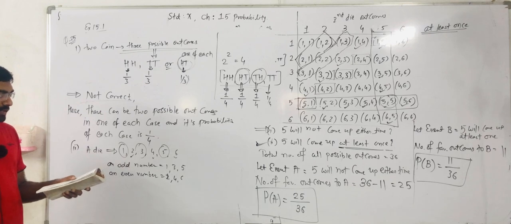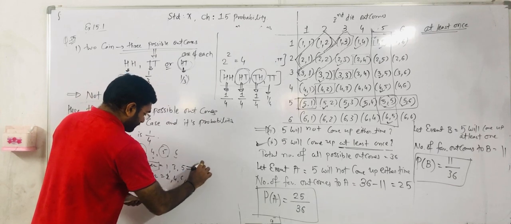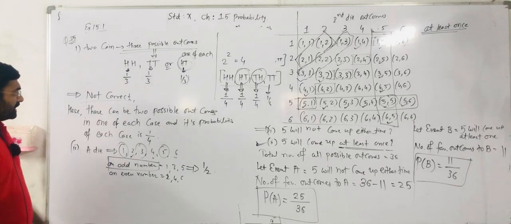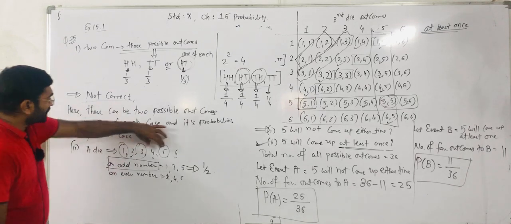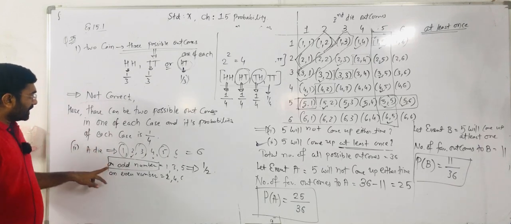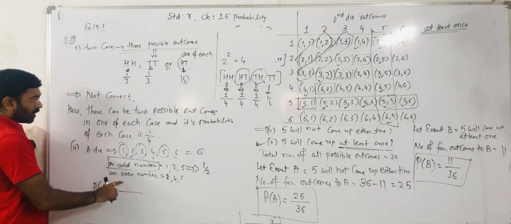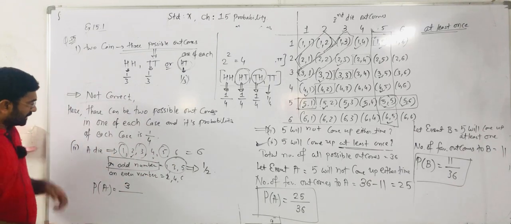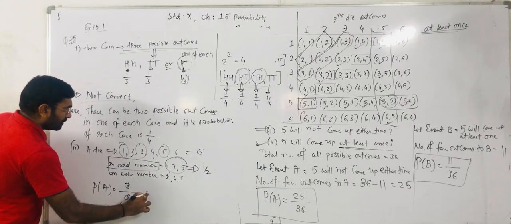So they say the probability of getting an odd number is 1 by 2. We have to decide whether the given argument is right or wrong. So how can we decide? We have to find the probability of odd numbers. The total number of outcomes in one die is 6. So the probability of event A, the odd numbers, has 3 favorable outcomes and the total number of outcomes is 6. So we get 1 by 2.